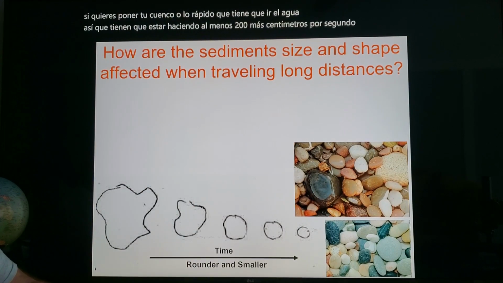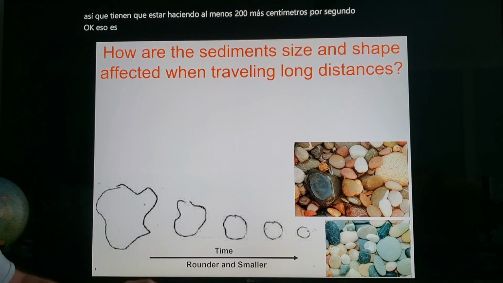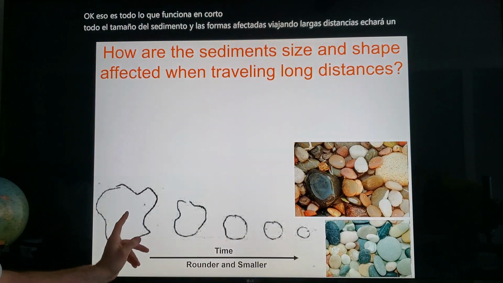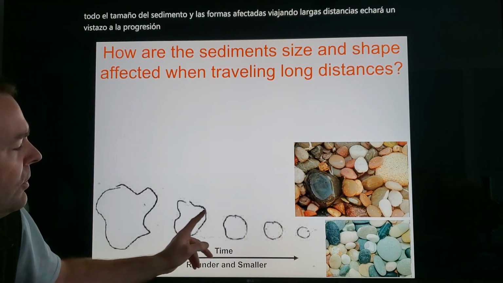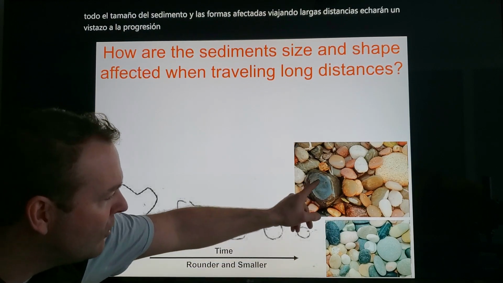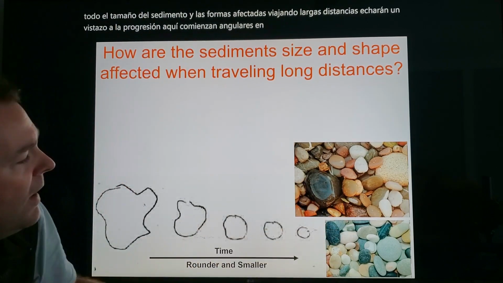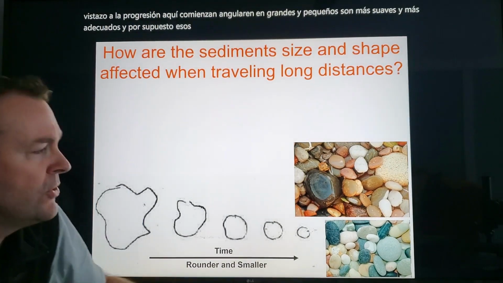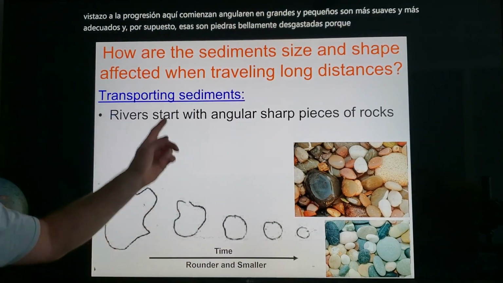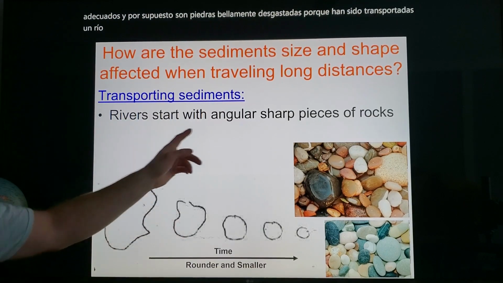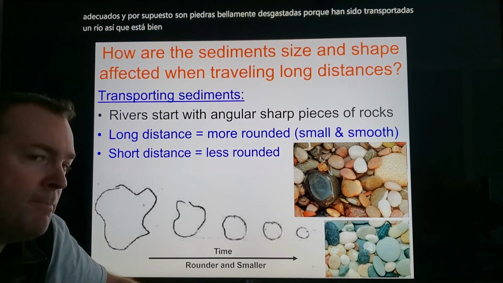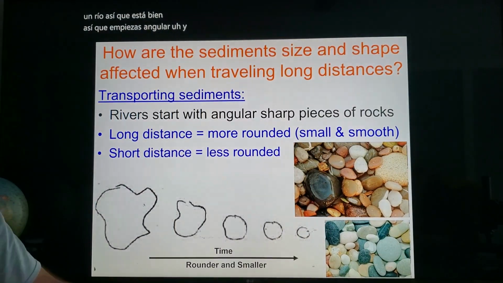How are the sediment size and shapes affected traveling long distances? Well, take a look at the progression here. They start out angular and large, and they get smaller, smoother, and rounder. And, of course, those are beautifully weathered stones because they've been transported in a river so long. All right. Transporting sediments, you start angular, and, of course, your shape, size, and mass will change.